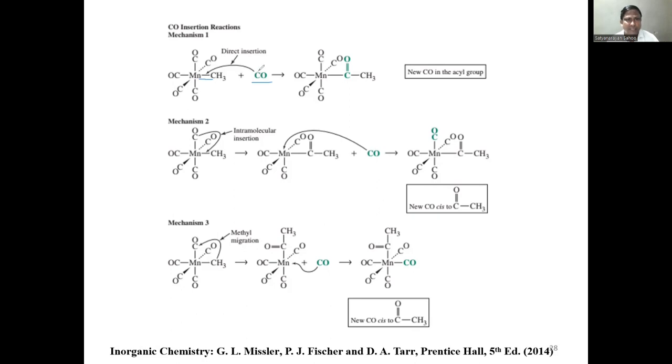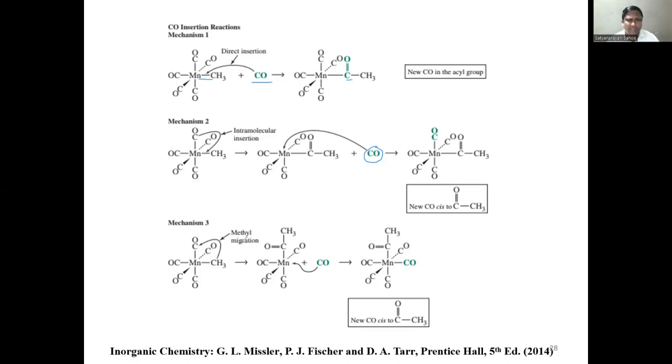So you can see this incoming CO is colored in green. The new CO is in the SL group. The second one is intramolecular CO migration. That means the CO migrates to methyl. So you get the SL1, and this CO moves to the vacant site. In this, the new CO is cis to the SL group. As you can see, this CO and the SL group are cis to each other.